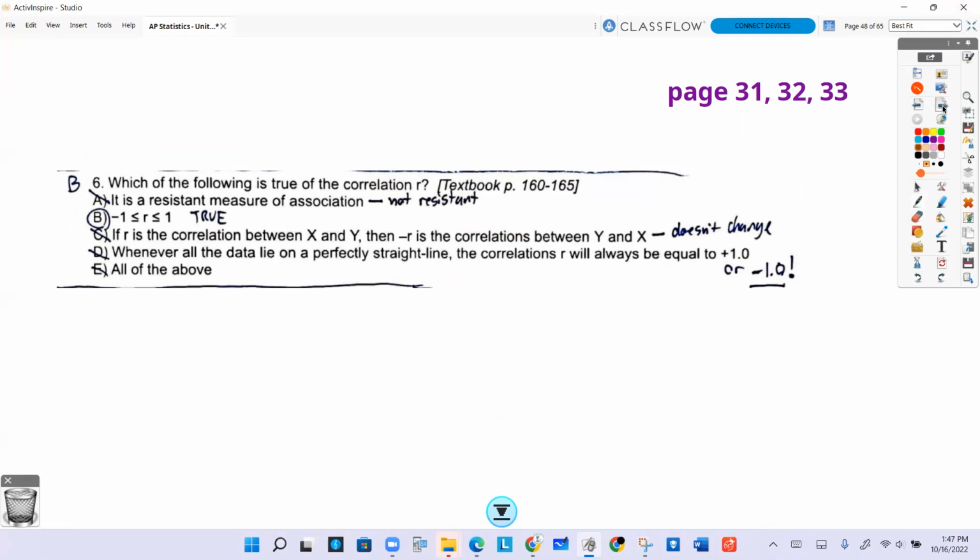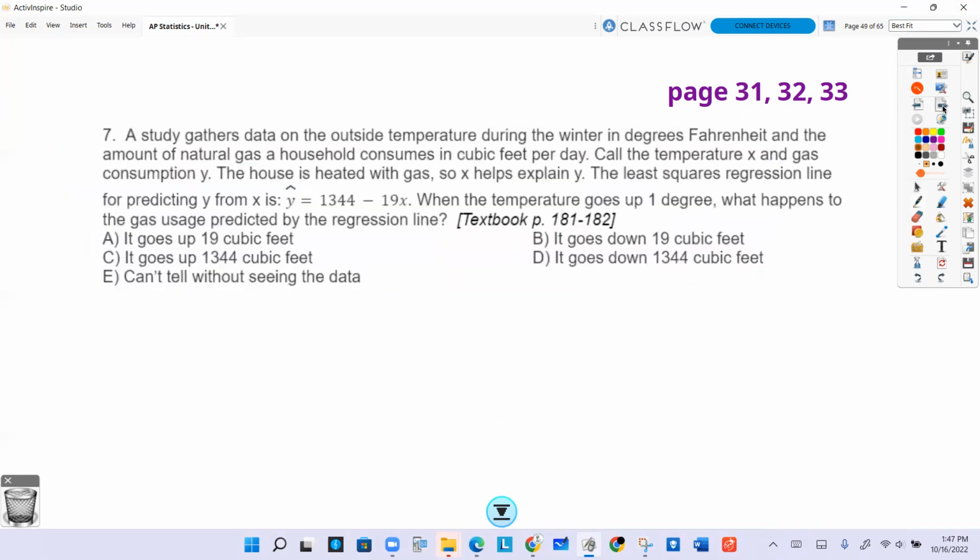All right, number 7. A study gathers data on the outside temperature during winter in degrees Fahrenheit and the amount of natural gas a household consumes in cubic feet per day. Call the temperature X and the gas consumption Y. The house is heated with gas, so X helps explain Y. The least squares regression line for predicting gas is Y hat equals 1344 minus 19X. When the temperature goes up 1 degree, what happens to the gas usage predicted by the regression line?